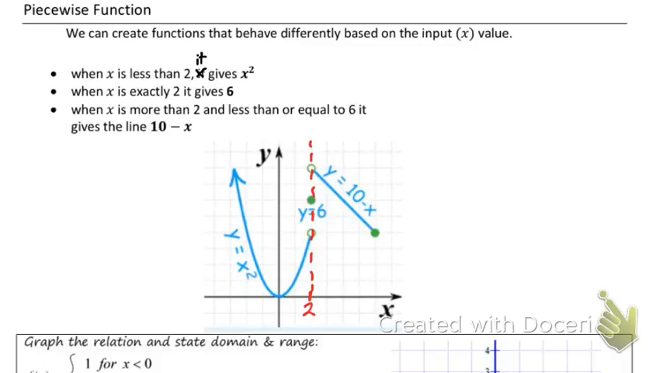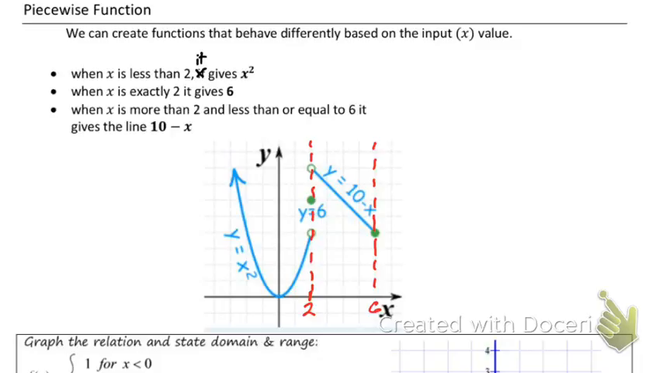Then it says when x is more than 2 and less than or equal to 6. So what I would do is at x equals 6, I'd put a little dashed line and say something either ends or begins there. Well, it says draw the line 10 minus x. It is strictly more than 2, so that means I have an open dot because it's not equal to. I draw 10 minus x until I get to this line. Now I decide if it's an open or a closed dot here. It is a closed dot because it does say it's less than or equal to 6.